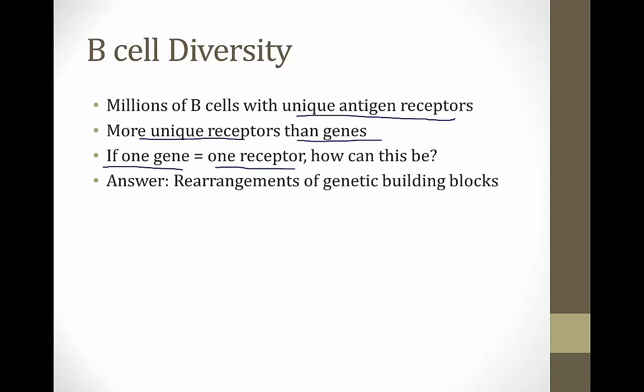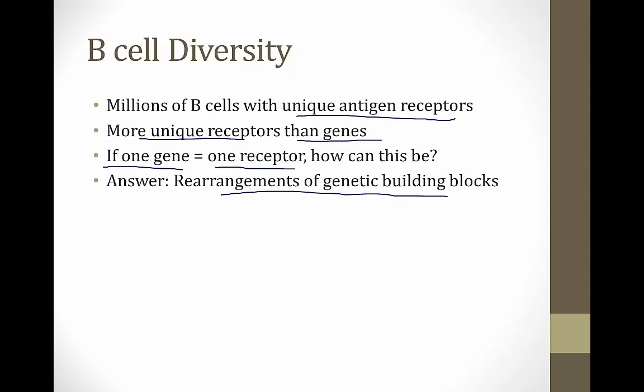Well, this problem was solved several decades ago by realizing that our body rearranges genetic building blocks to make the diversity of B cells. And this is very similar to the way that we use 20 amino acids to create millions of proteins. We assemble them in different mix and match ways to get lots and lots of proteins. The same is true for B cell receptors. We take a small number of genes and we arrange them in lots of different ways to get millions of different B cells.